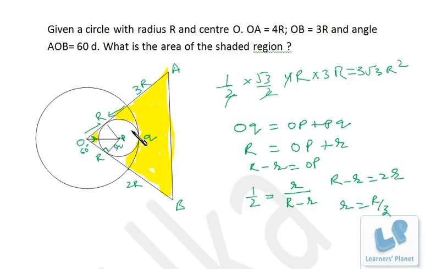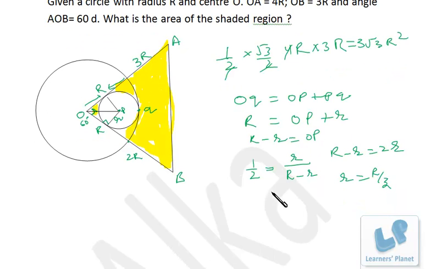Now it's very easy for us to find the area of the shaded region. Area of this triangle is 3 root 3 R square. Area of this smaller circle, radius is R by 3, so area will be pi R square by 9, right? So from this, if we deduct this, that will be the area of the shaded region, right?